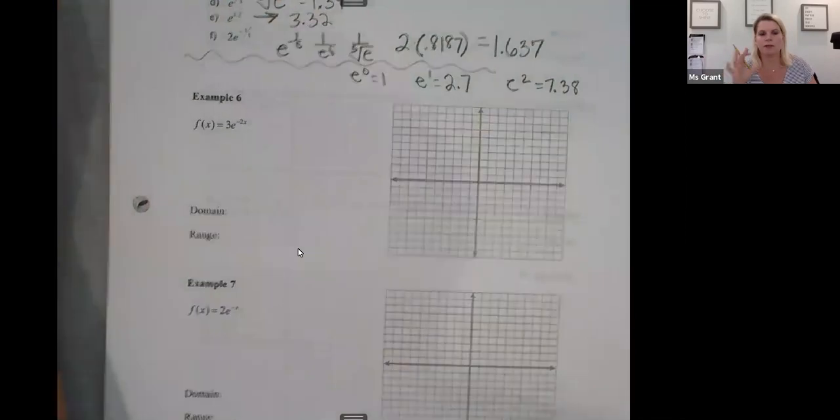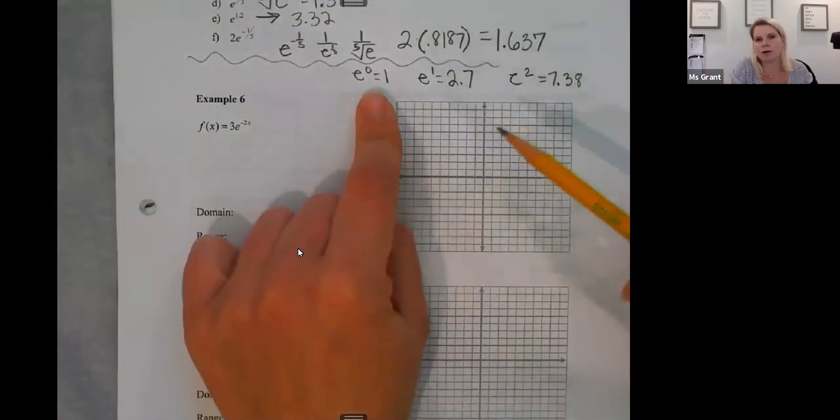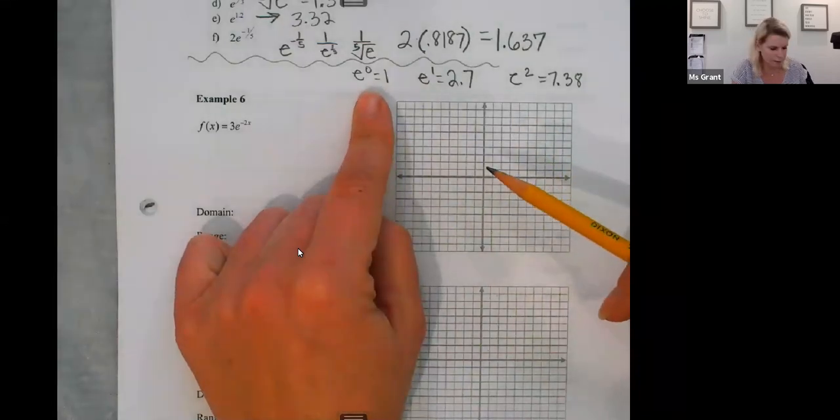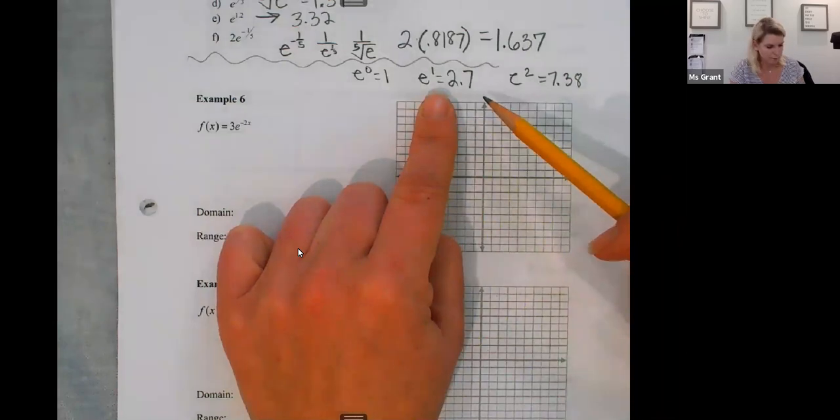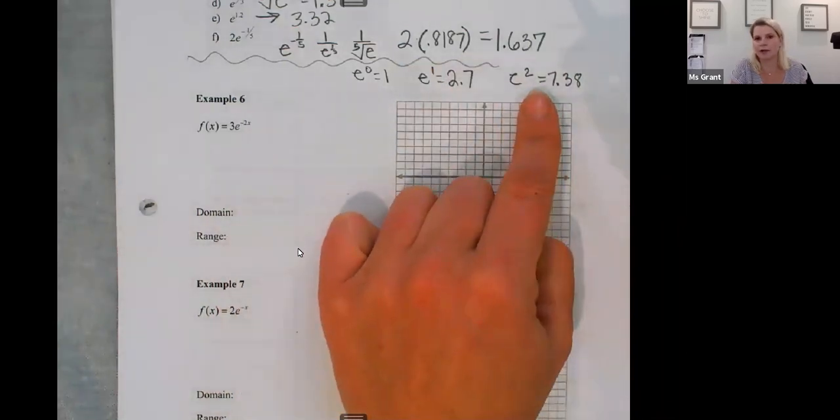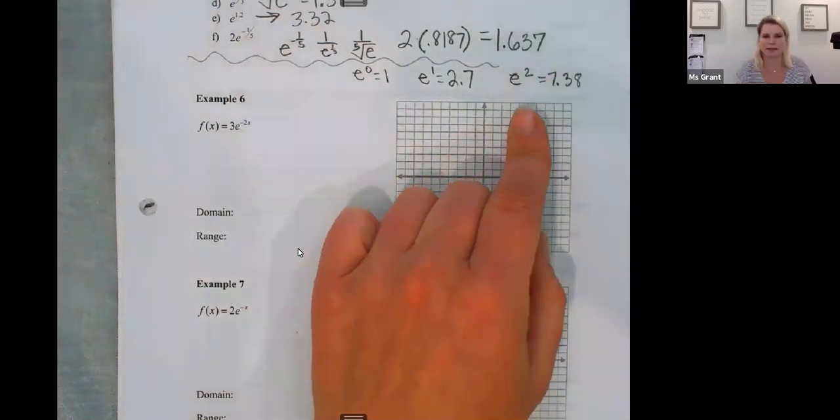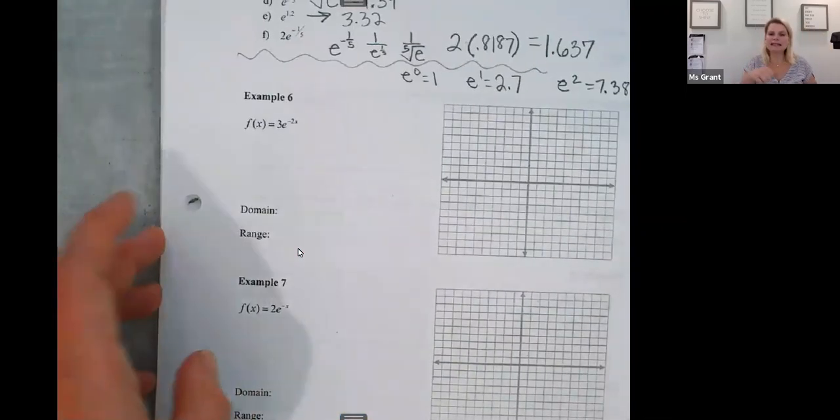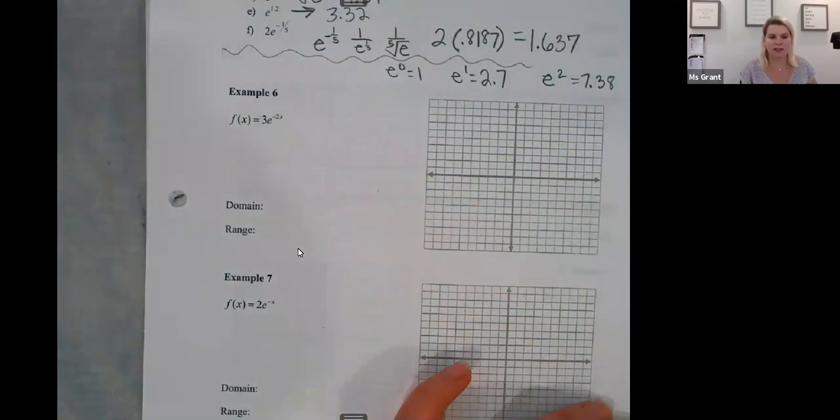So our first piece of information is a little recap from yesterday. e to the 0 power equals 1, the natural number. e to the first power is 2.7. And then I just put in e squared just so you would know, because it's in one of our problems today.